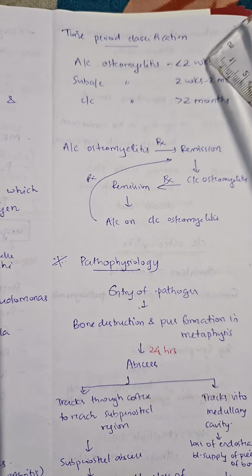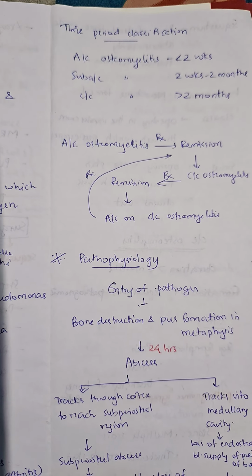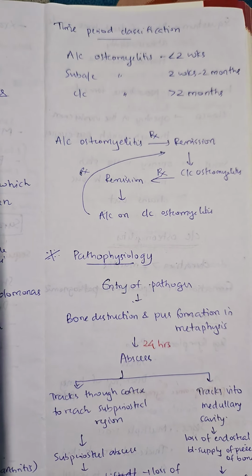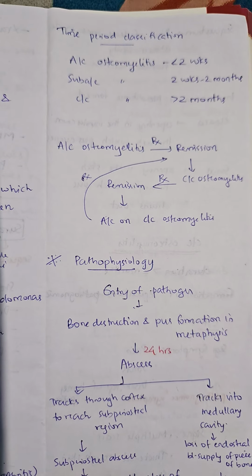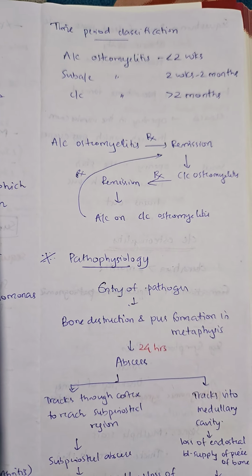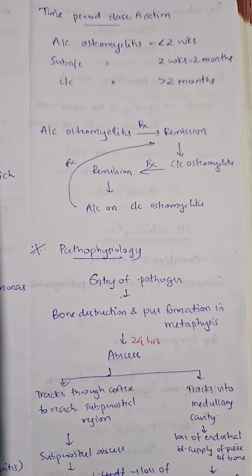So, classification of this osteomyelitis based on time period: it can be acute, subacute, or chronic. Acute is when the duration is less than 2 weeks. Subacute duration is from 2 weeks to 2 months, and chronic is when the duration is more than 2 months.